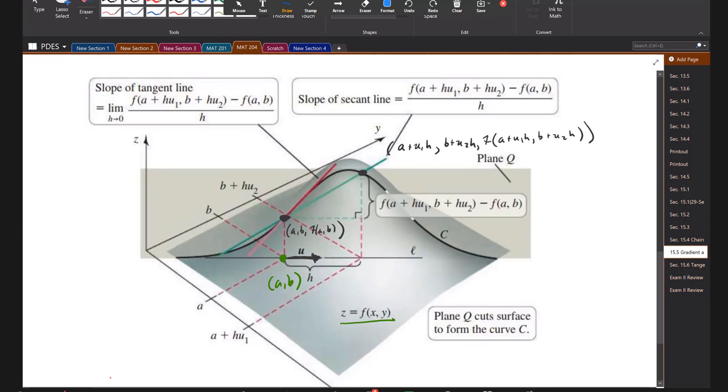Okay? I know this diagram's getting a little bit cluttered, but once you've got 2 points and you're thinking of the curve along the surface passing through those 2 points, what can you compute? You can compute the slope of the secant line between those two.